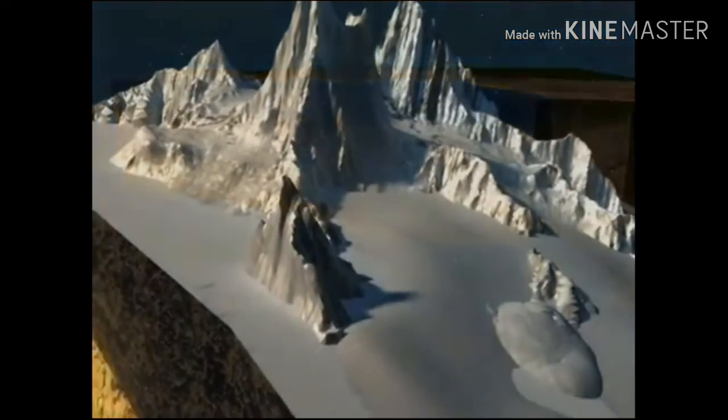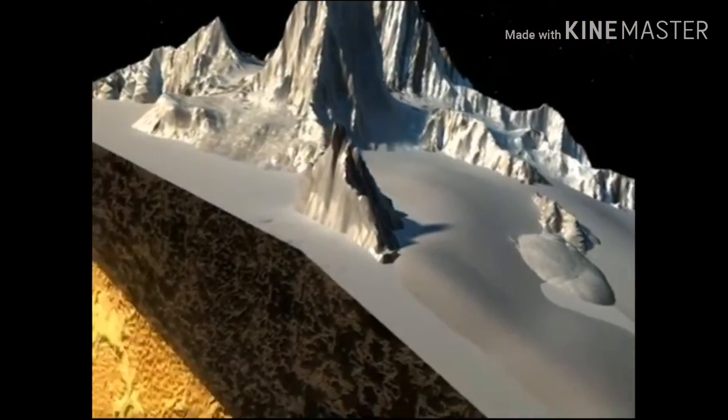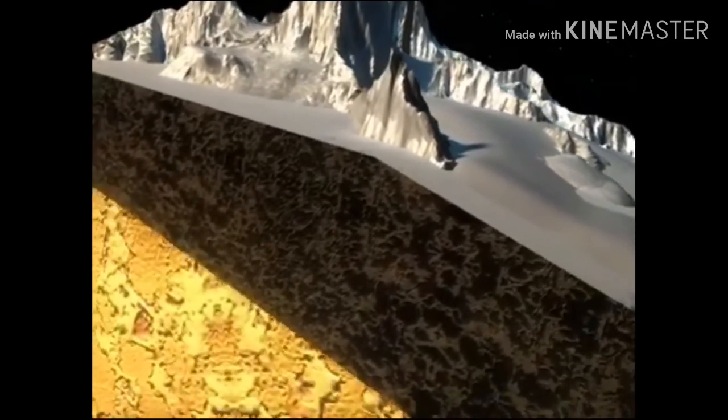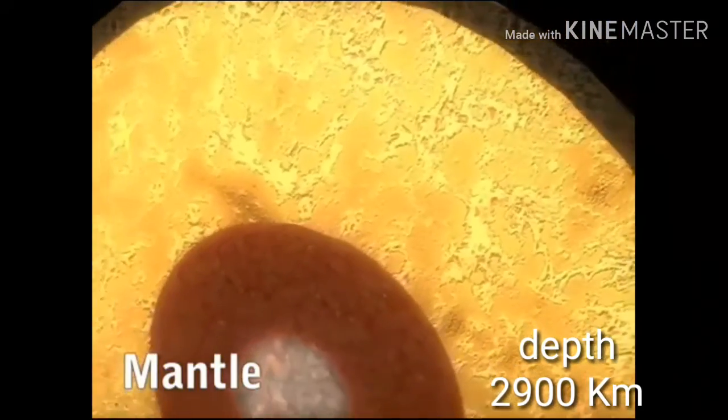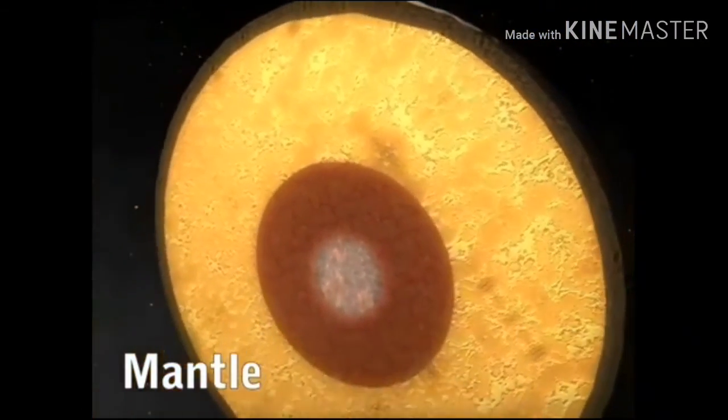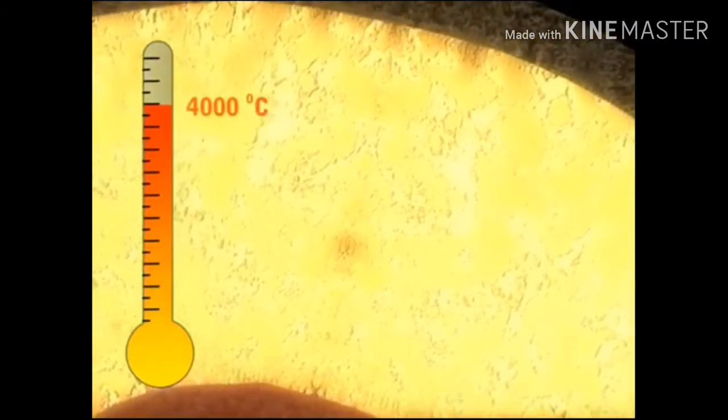The mantle forms the main mass of the earth. The mantle is the layer just under the crust. It has a depth of about 2,900 km. The mantle is the partially molten layer and can have temperatures reaching 4,000 degrees Celsius.